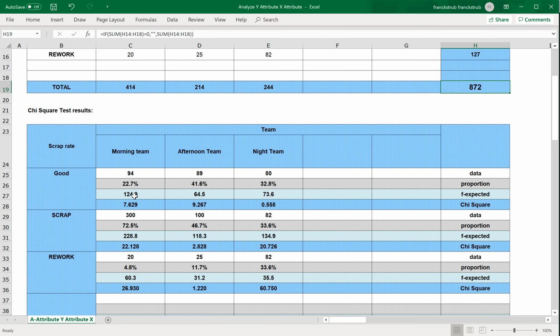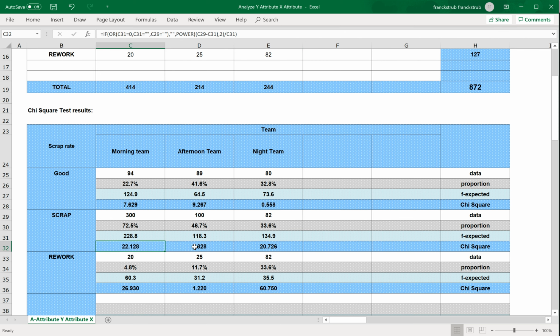And in that case, given this percentage and this total number of parts produced by team 1, the morning team, we could expect 124.9 parts. And in fact, you see we have 94, so there is a delta. This delta is calculated with a chi-square contribution value of 7.629. You can consider this as a kind of difference between what is expected and what is really done by the morning team. Same thing here, etc., etc.